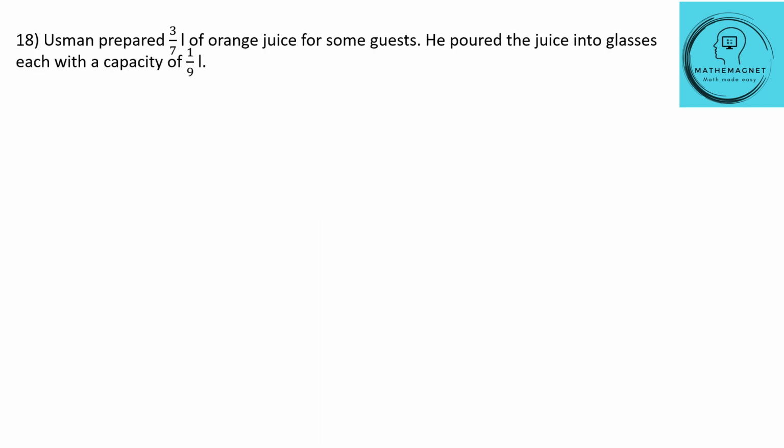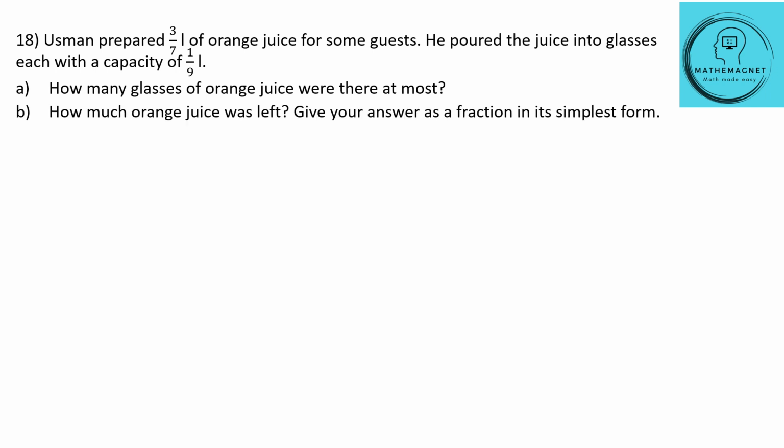Now let's solve questions from section C. Question number 18. Usman prepared 3 by 7 liters of orange juice for some guests. He poured the juice into glasses, each with a capacity of 1/9 liters. How many glasses of orange juice were there at most? How much orange juice was left? Give your answer as a fraction in its simplest form.